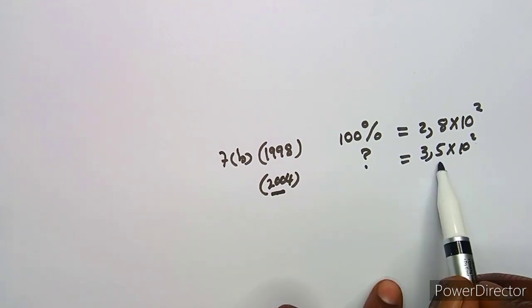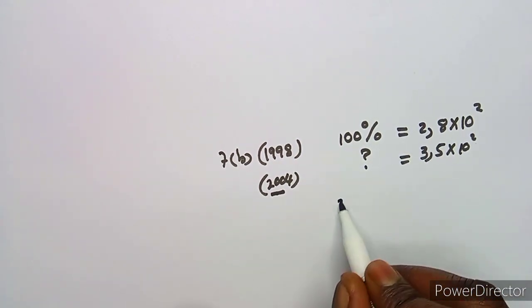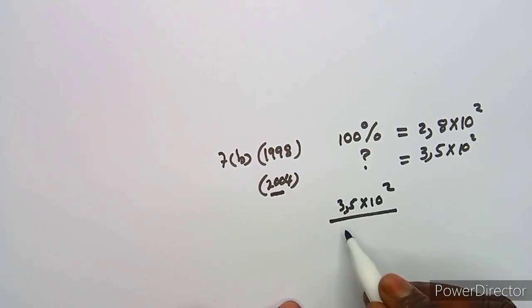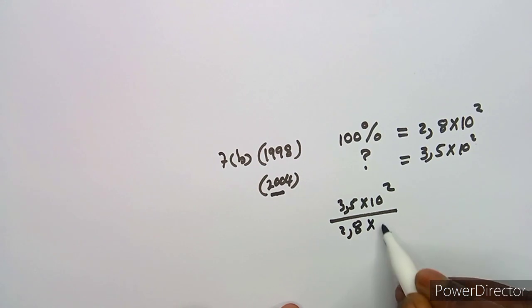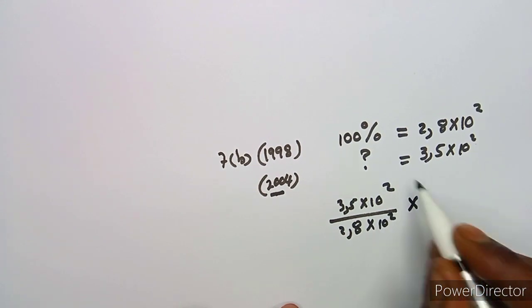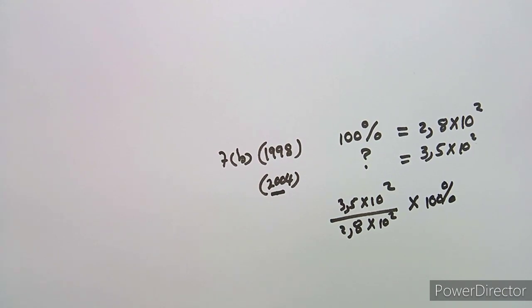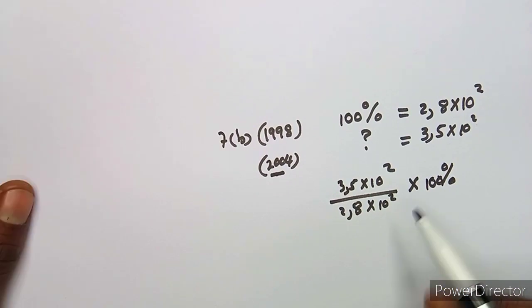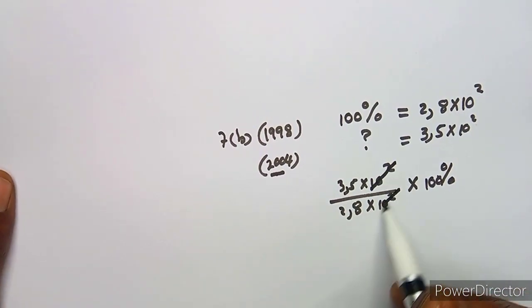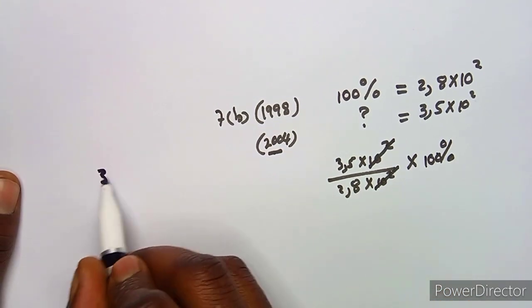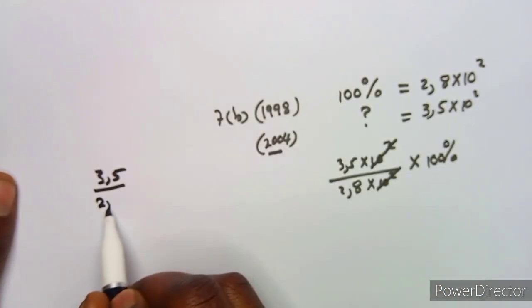So we are going to take this more, which is 3.5 times 10 to the power 2 over 2.8 times 10 to the power 2, times 100%. So that's our population increase, because what you want, which is more, is the one that you're going to write on top. As you can see, these two are the same, so just cancel them. So I'm going to be left with 3.5 over 2.8.